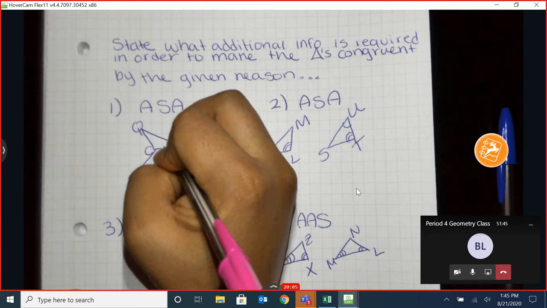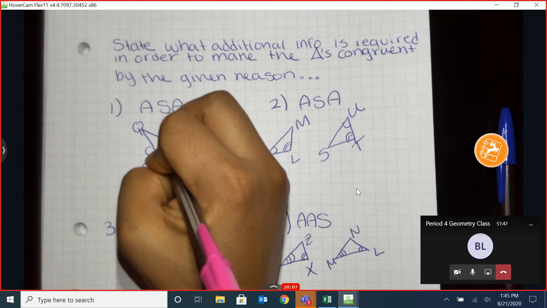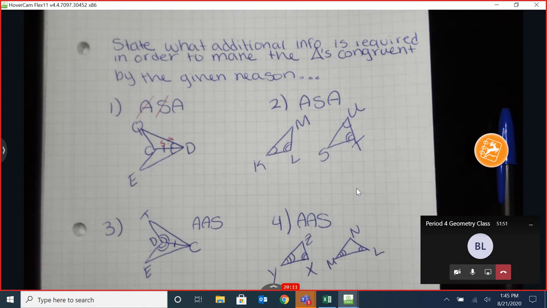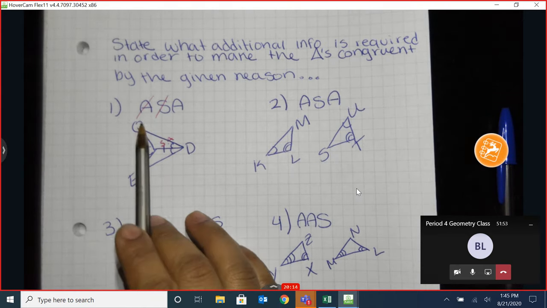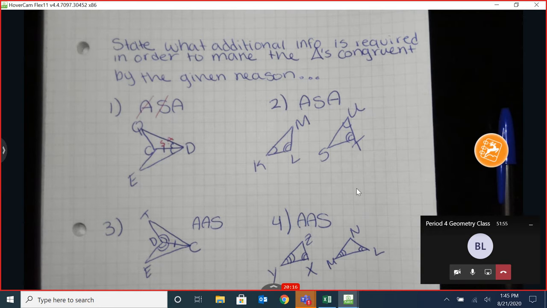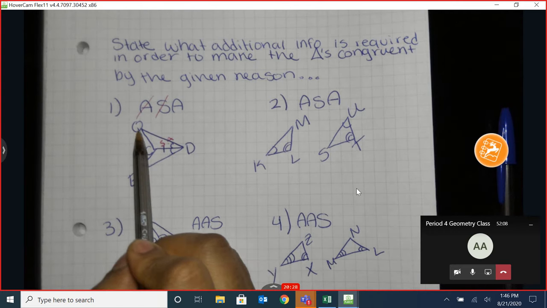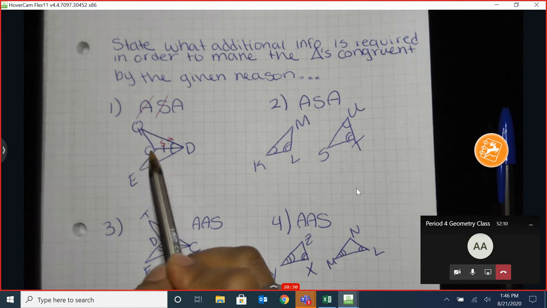At the top one, they gave you an angle, and they gave you a side. So now I know angle and a side. What are you missing here? According to this, what are you missing? Yes, an angle. And remember, it has to be right away. So would I put the angle over here at the Q or at the C?